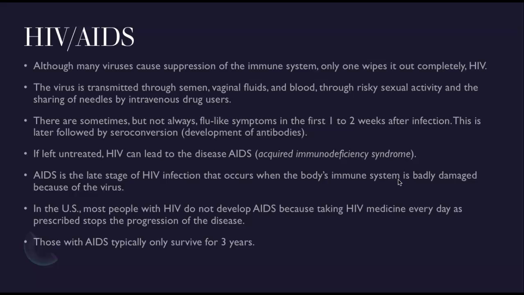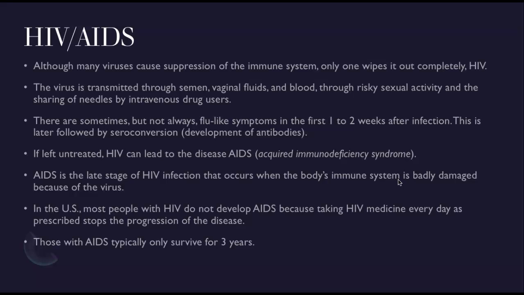There are sometimes, but not always, flu-like symptoms in the first 1 to 2 weeks after infection, and that is because of seroconversion, which is the development of antibodies. But unlike normal viruses, where once you've created the antibodies, you become immune or protected from that virus, that is not the case with HIV. What happens after that is your body's immune cells are basically destroyed over a period of a few years. And eventually, you get what is called AIDS, or acquired immunodeficiency syndrome, where your ability to fight off any infections is completely gone. It's the late stage of HIV infection, and it occurs when your immune system is badly damaged.